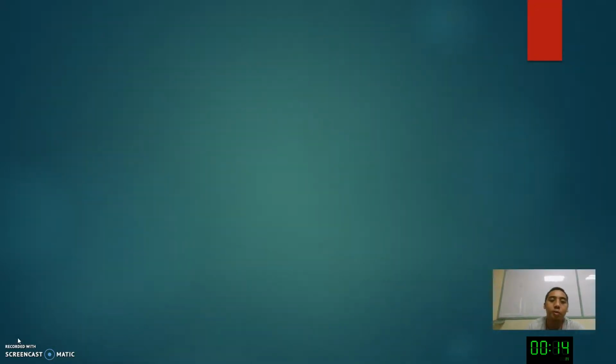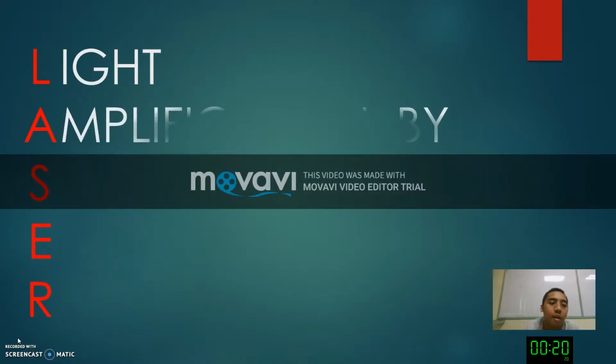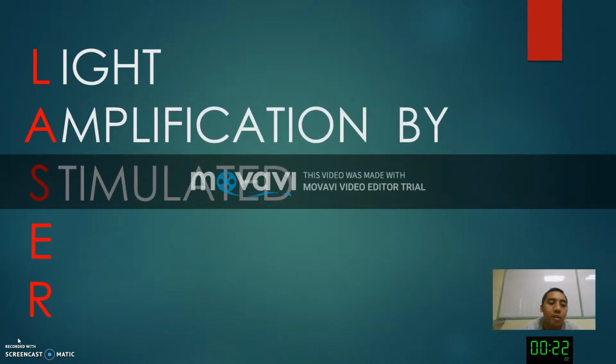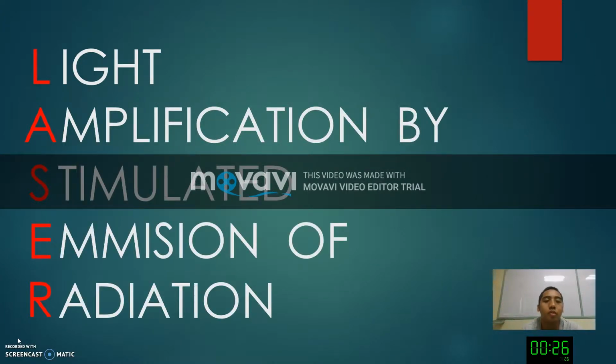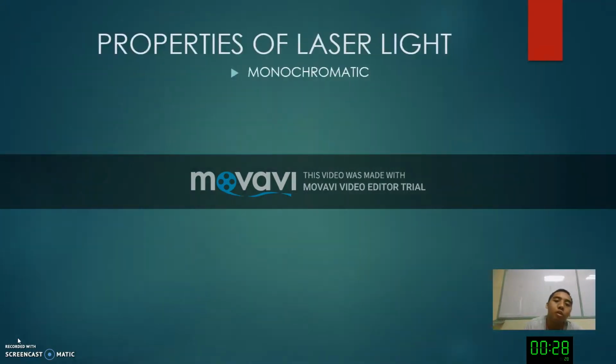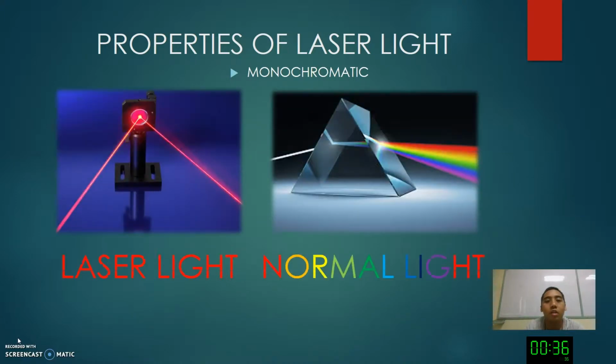First, I'd like to define the word laser. Laser is an acronym for light amplification by stimulated emission of radiation. Next, what are the properties of a laser? First off, the first property of a laser is monochromatic.